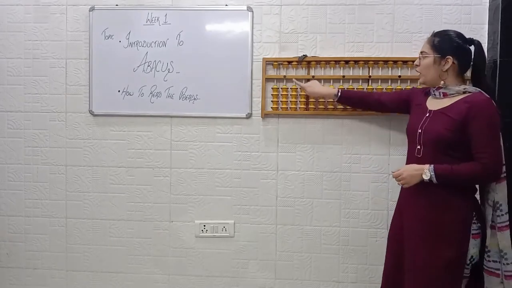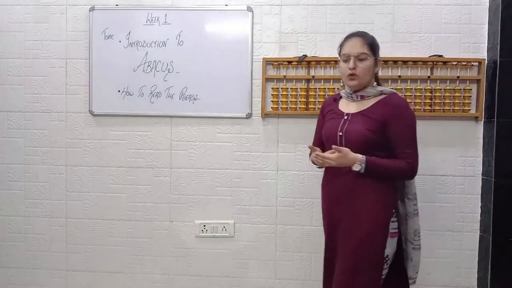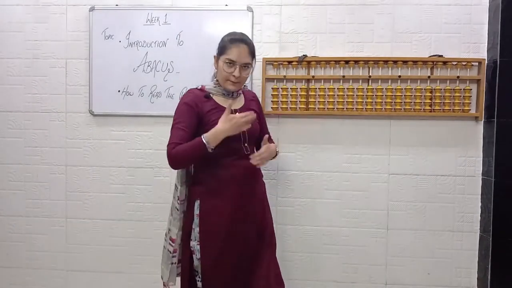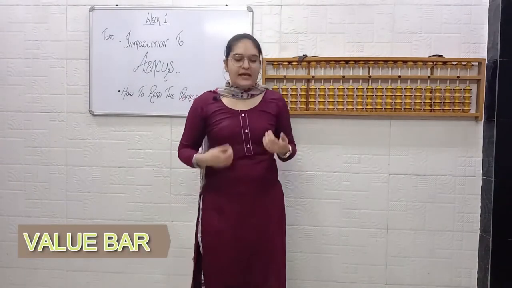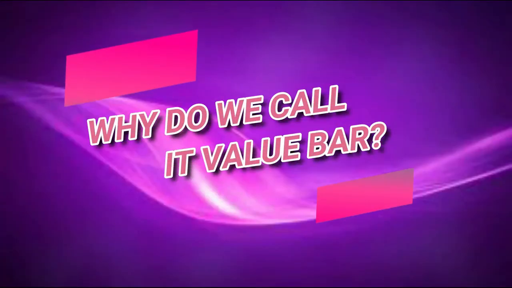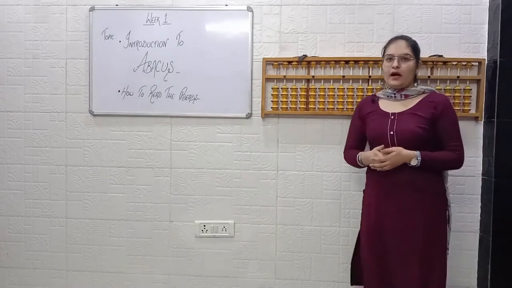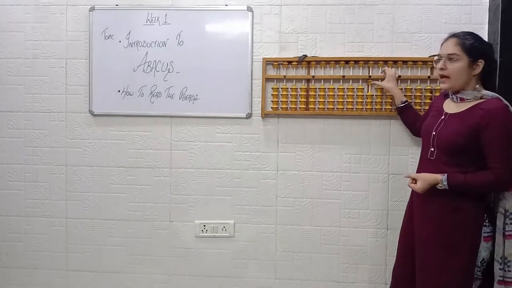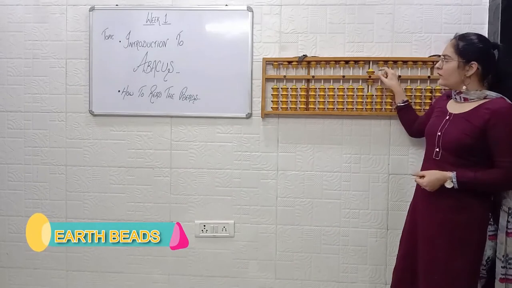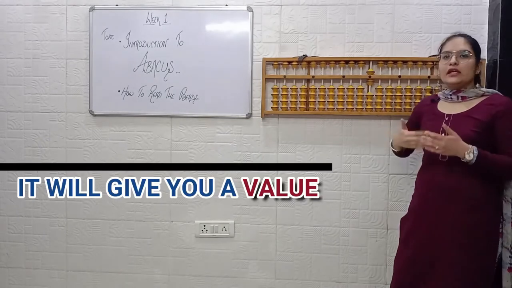Now let's move further. Now you can see this line on which dots are there. Yes? We call it value bar. What do we call it? Value bar. Repeat. Value bar. Yes. Now the question is, why do we call it value bar? Just guess and then I'll tell you why we call it value bar. Hurry up. Okay. We call it value bar because when earth bead and heaven bead touches the value bar, it will give you a value.